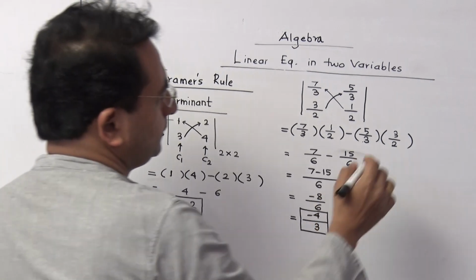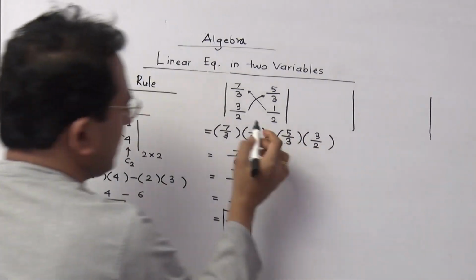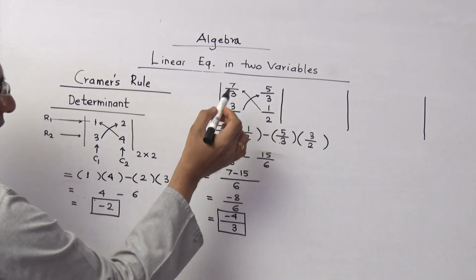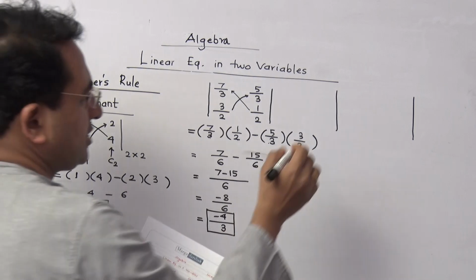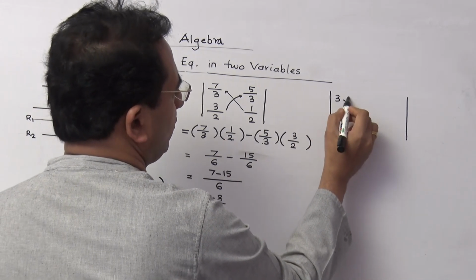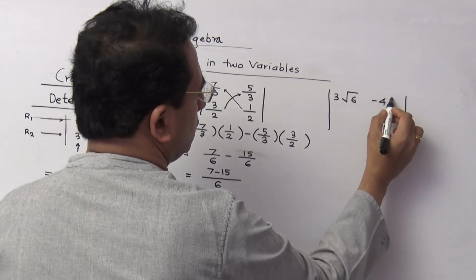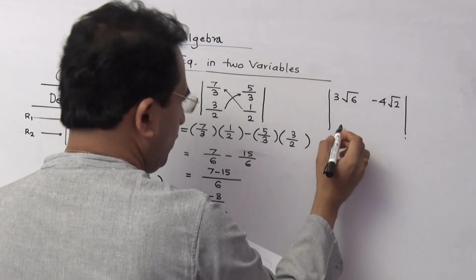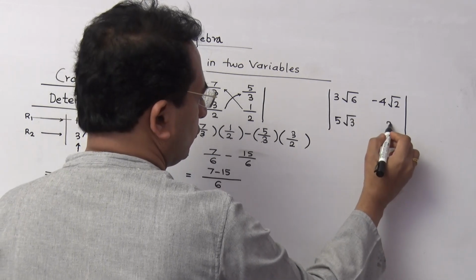Now the next one. Let us have one more sum. Now these are questions where slightly difficult calculations are there, fractions are involved, some surds are involved. See, this question is 3 root 6, then minus 4 root 2, then 5 root 3 and 2.